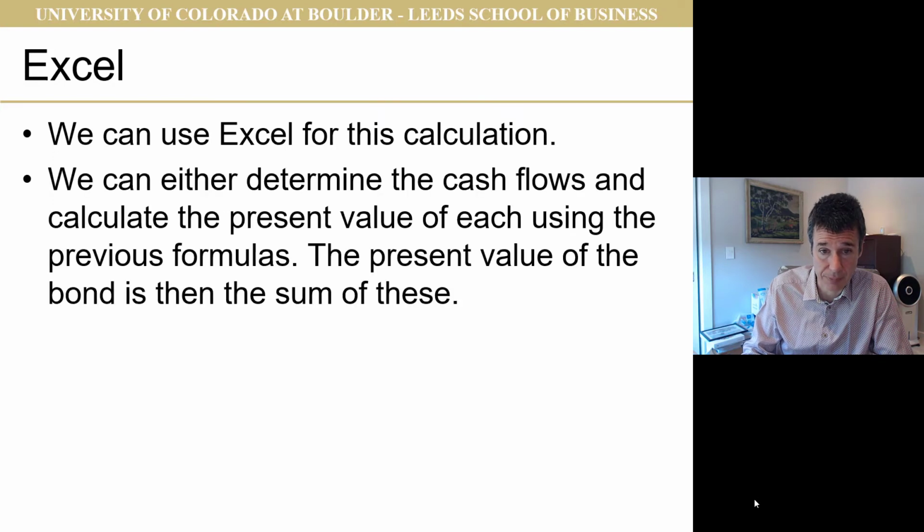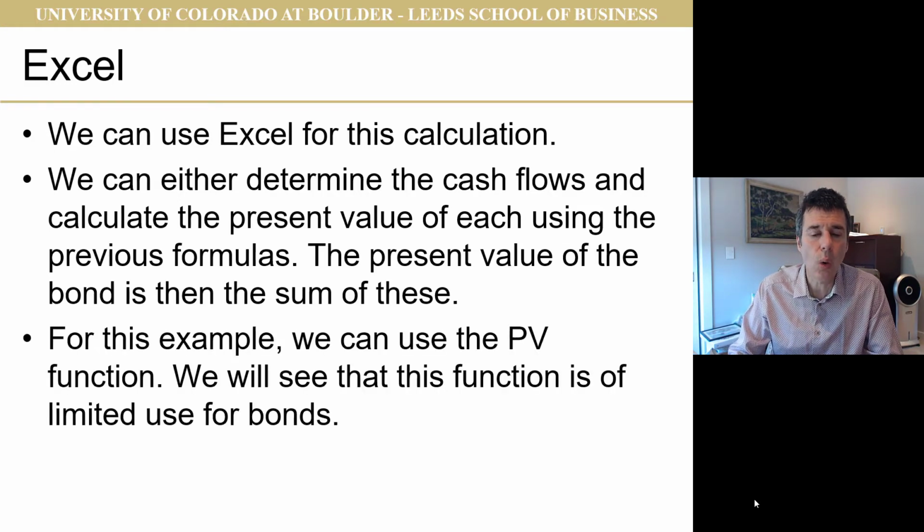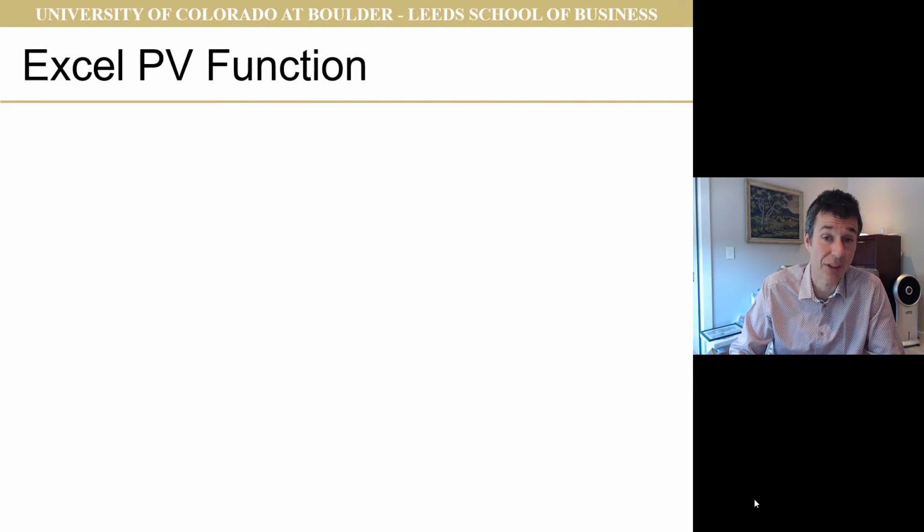Now in Excel, we can do this in two ways. We can either lay out a table, as in that previous slide, figure out the cash flows, calculate the present value of each cash flow, and add them up. Or, for this example, we can use the PV function. Now this function is really useful when we're on a coupon date, but it doesn't get us very far when we're not on a coupon date. And there are some things the built-in Excel functions, even on a coupon date, cannot do and will have to be done by hand. But it's a useful function, so we should look at it.